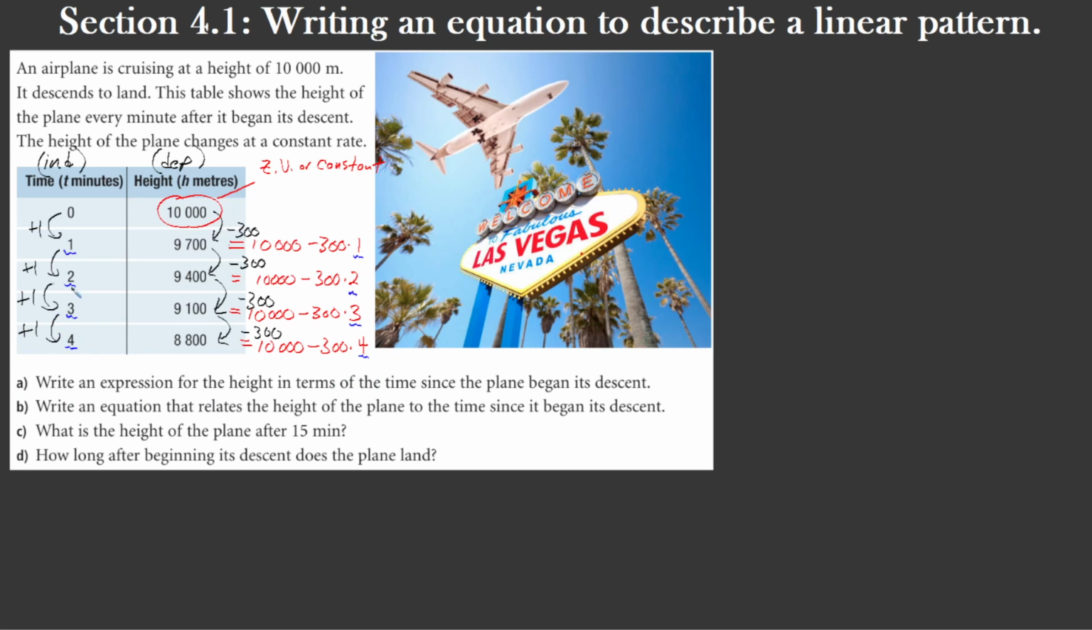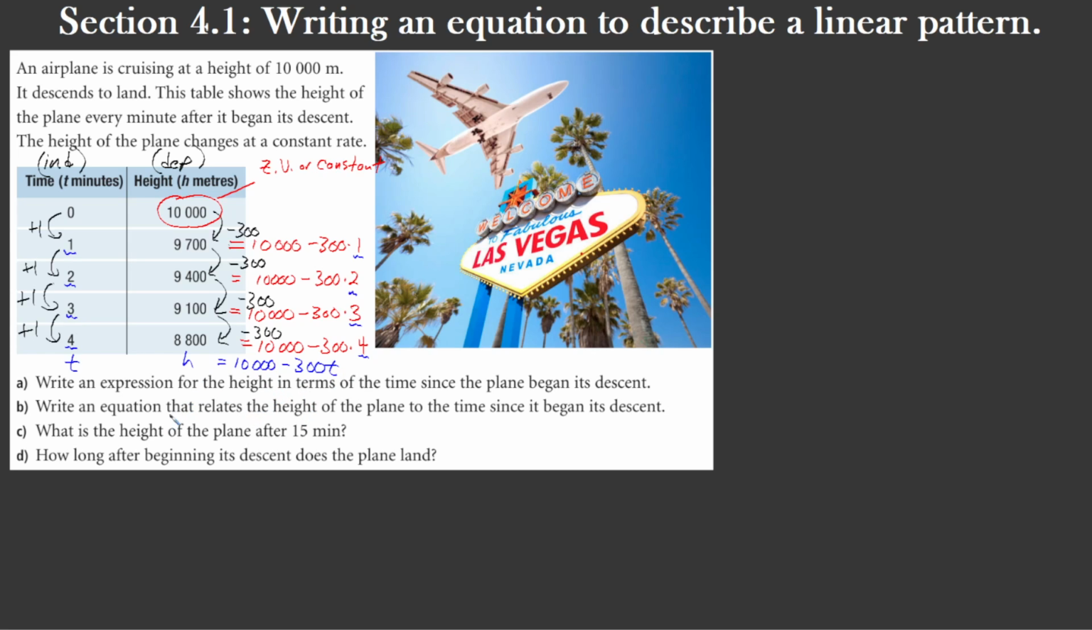So that means that for t minutes, our general term, we'd start at 10,000 to get our height, and we would subtract 300 t times, right? So when t is 1, we subtract it once. When t is 2, we subtract it twice. 3, we subtract it 3 times. 4, we subtract it 4 times. If t was 57, we'd subtract it 57 times. So when t is just a general variable that could be anything, we're going to subtract it t times. So this gives us our equation, h equals 10,000 minus 300t.